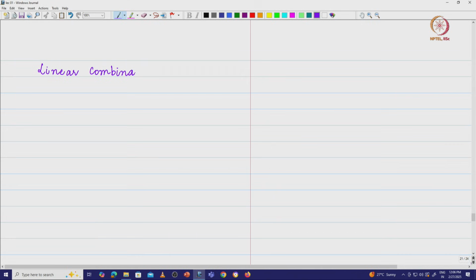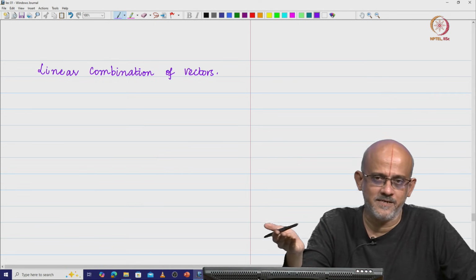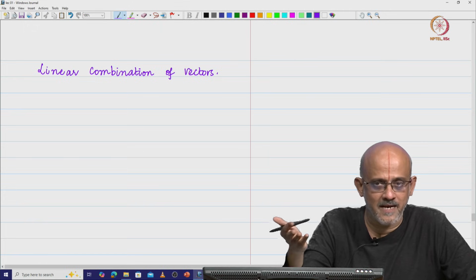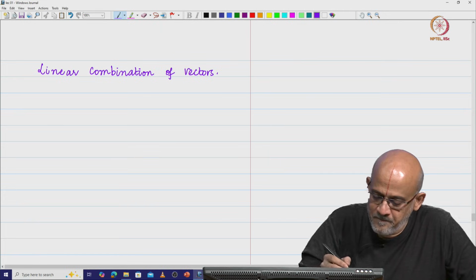Linear combination of, let us say, vectors. We have already seen that in the case of a vector space, the two operations that are permitted are scalar multiplication and vector addition. Now what we are going to do is look at adding scalar multiples of vectors and see what we get.